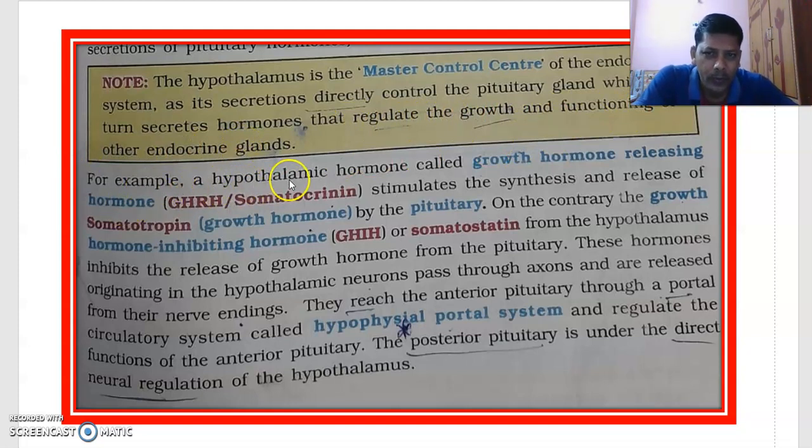Let us take some examples here. The hypothalamic hormone called growth hormone releasing hormone. This hormone comes from the hypothalamus, that's why it is called a hypothalamic hormone. Growth hormone releasing hormone, GHRH, otherwise called somatokinin. You have to remember three terms here: somatokinin, somatotrophin, somatostatin. Very important terms. It stimulates the synthesis and release of somatotrophin, meaning growth hormone, by the pituitary gland. I think you got it.